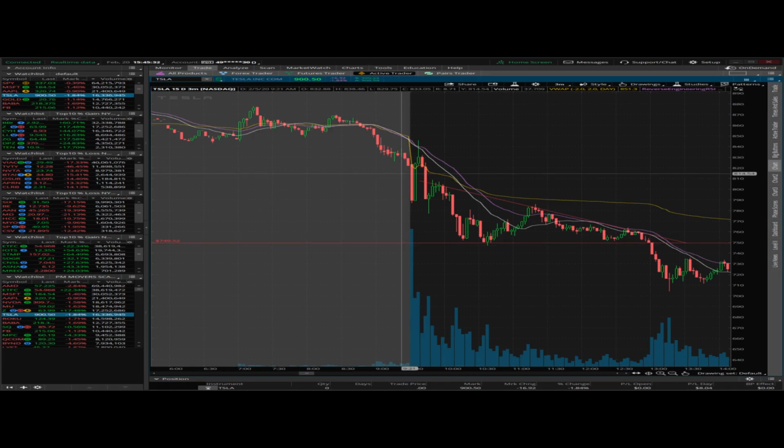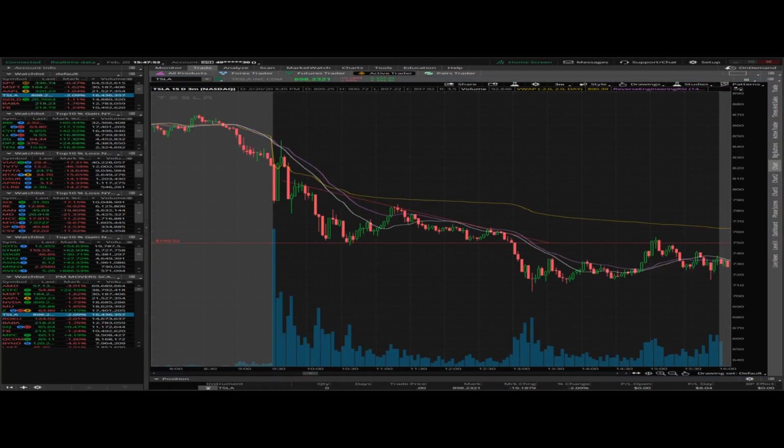So after we identified everything, we're watching this like a hawk. We know that this is our spot, and as soon as it dropped through just even a little bit, we hopped in short and rode it all the way down. So all of that was how to identify the trade.